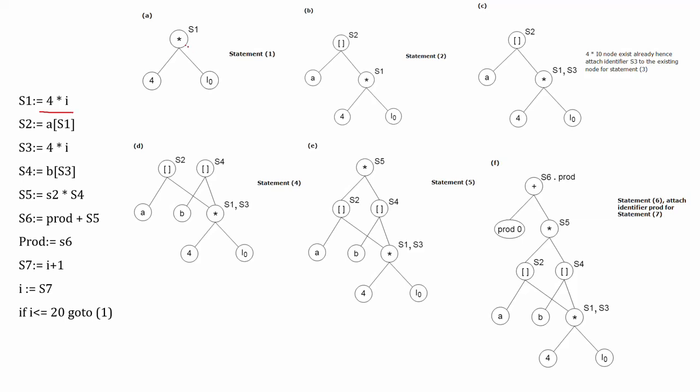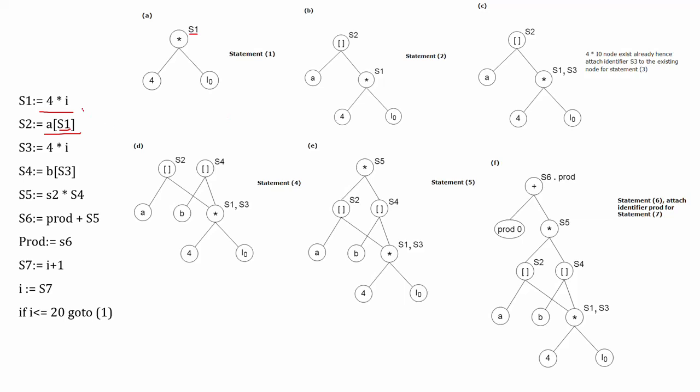4 star I naught, we will be storing in S1. Done. Next one, what do we have? A of S1. So this operator will be of, okay. And here we know what S1 is. This has been computed. Just add it. S1 is nothing but 4 star E.